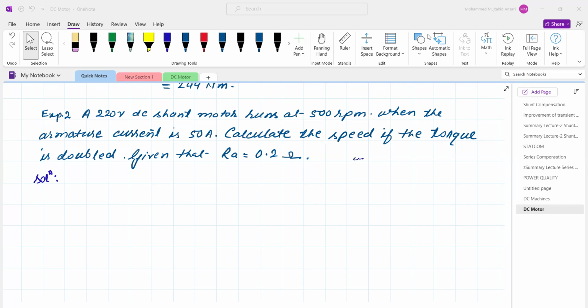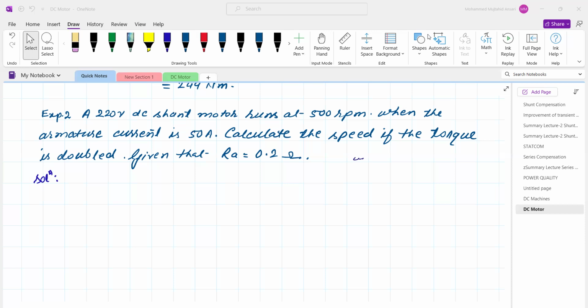Today we will continue with our previous topic. The topic is armature torque. Armature torque is directly proportional to flux into armature current, and the shaft torque is equal to 9.55 times output divided by the speed of the motor in RPM. Today we will discuss some examples based on the torque of the motor.